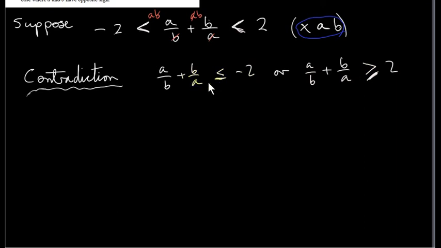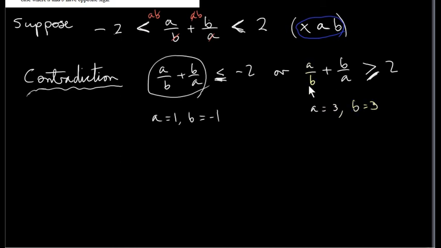Now, this expression here could actually equal minus 2, and I showed you an example of that. If we let a equal 1 and b equal minus 1. And this expression could actually equal 2 if we let a equal, say, 3 and b equal 3. Then we have 3 divided by 3, which is 1, plus another 1, which is 2. So we get this expression equal to plus 2 when both a and b are the same. And we get equality here with minus 2 when a and b have opposite signs.